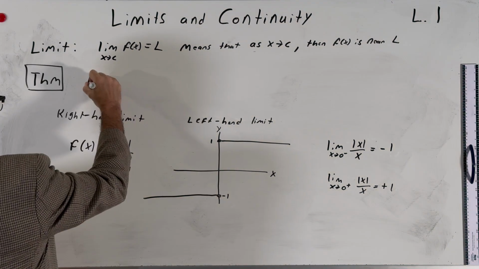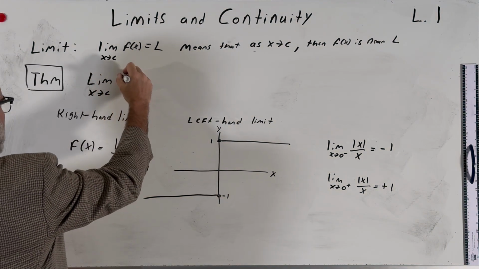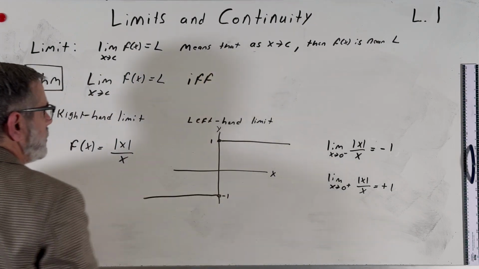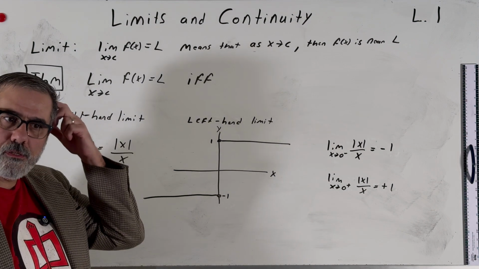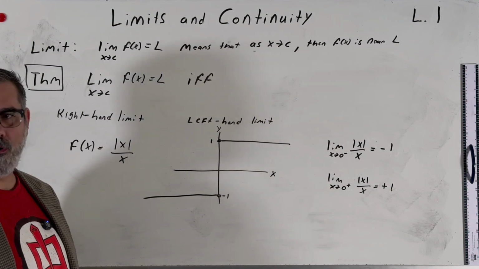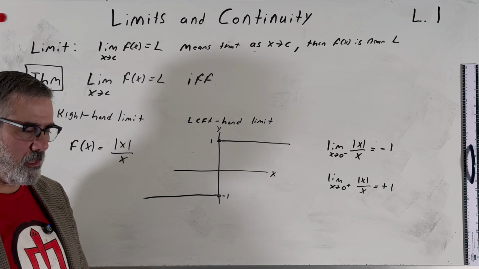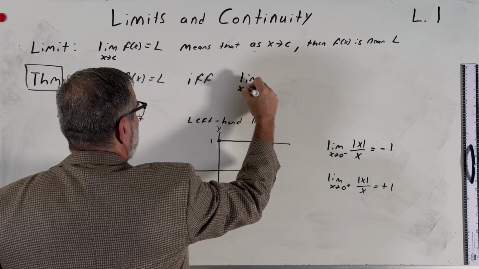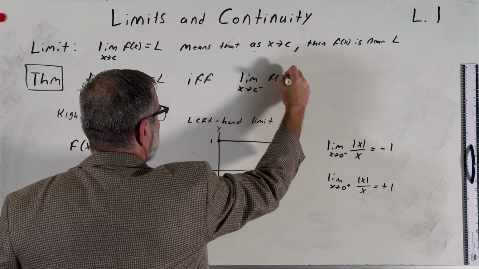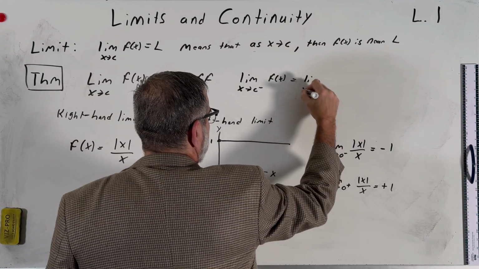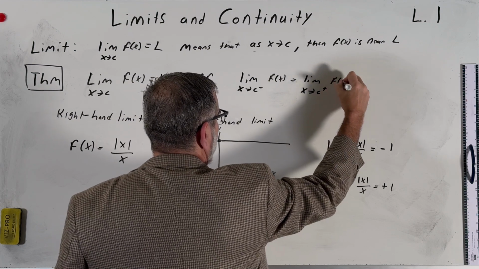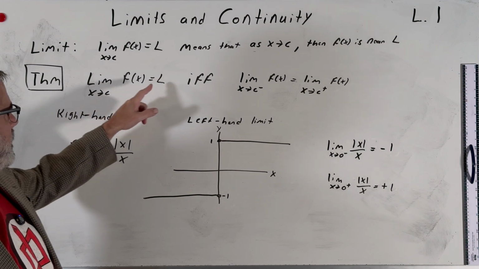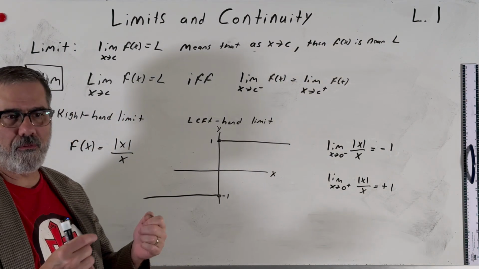Let's write the theorem. The limit as x approaches c of f of x is equal to L if and only if. The iff, with two f's, is a mathematical way of saying if and only if. That's like a bidirectional implication, if you've studied logic. If and only if the limit as x approaches c from the left of f of x is equal to the limit as x approaches c from the right of f of x. So the limit exists if the limit coming from the left and the limit coming from the right are both equal.